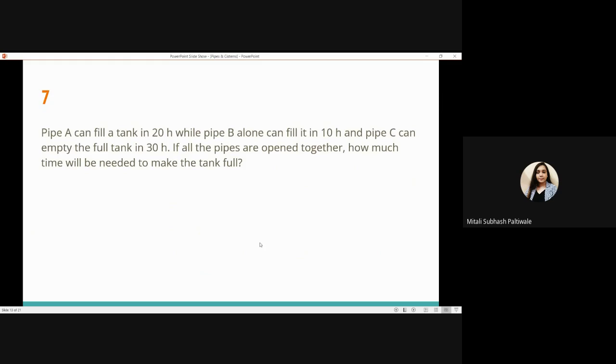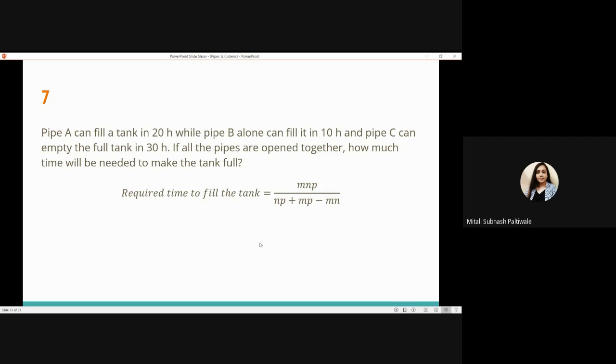Here it says a pipe A can fill a tank in 20 hours, pipe B can fill it in 10 hours, and C can empty it in 30 hours. If all pipes are opened, how much time will it take to make the tank full? Let's get on to the direct formula. To fill the entire tank, the formula says MNP by NP plus MP minus MN.